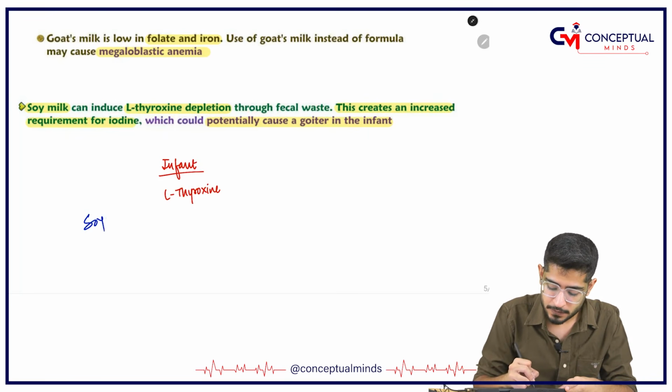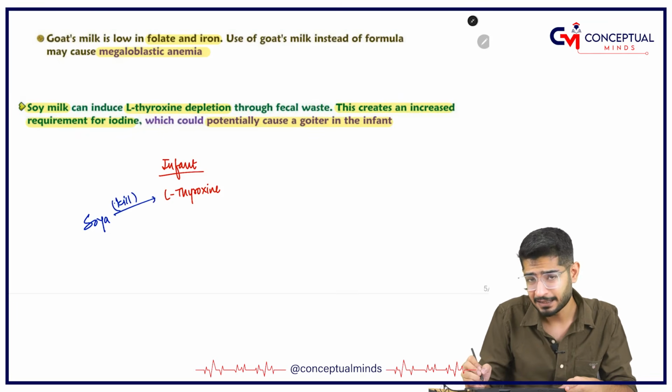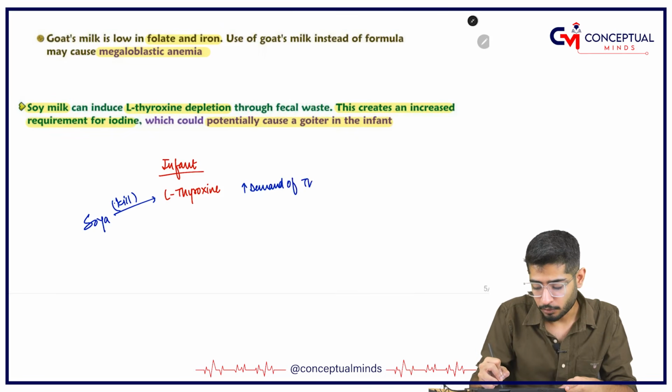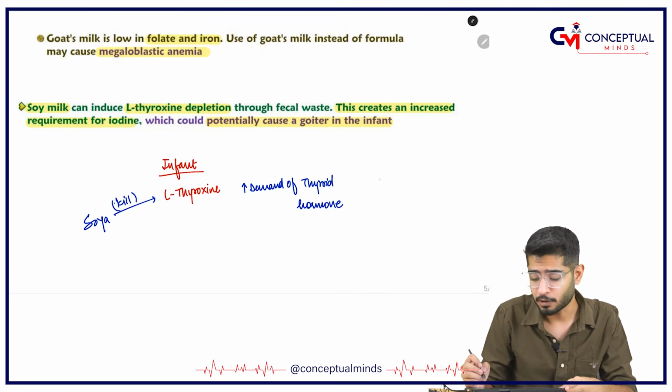So what is the soya going to do? Soya is going to kill the L-thyroxine, and once the L-thyroxine is killed, there will be increased demand of thyroid hormone, and if there is increased demand of thyroid hormone, of course your thyroid hormone cells are going to work harder and harder. This may lead to swelling of the gland, that is called goiter. Okay, that is called goiter.